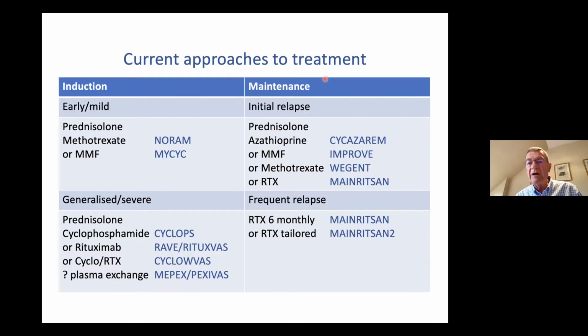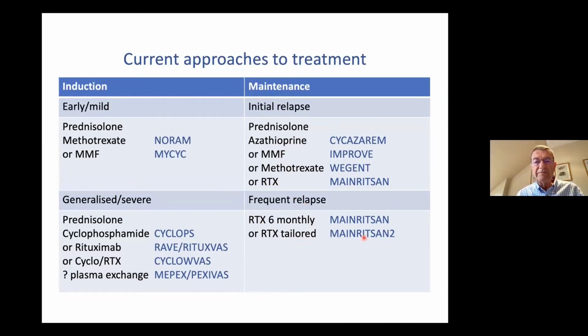For maintenance therapy, for an initial period of maintenance, prednisolone together with azathioprine would be first-line choice. And in patients who can't tolerate azathioprine, either MMF or methotrexate would be fine, bearing in mind the patient's preferences and any sensitivities. Or indeed, you could go straight to rituximab, although of course that's a more expensive option. For patients who have relapsed frequently, 6-monthly rituximab is probably the treatment of choice, or a tailored dose of rituximab, depending upon B cells and ANCA, as shown in MAINRITSAN 2.